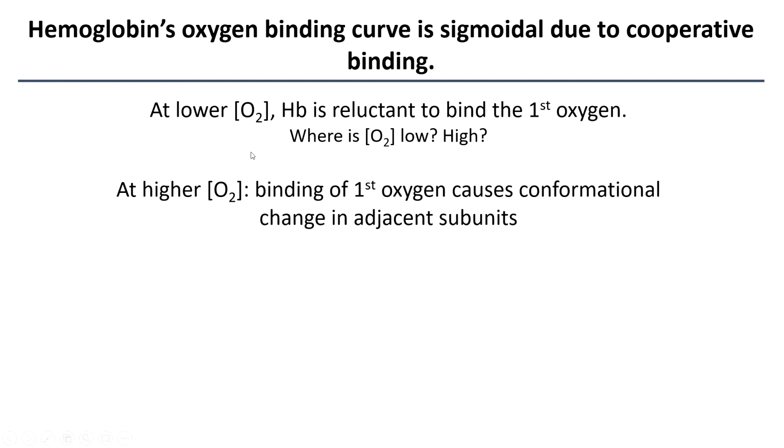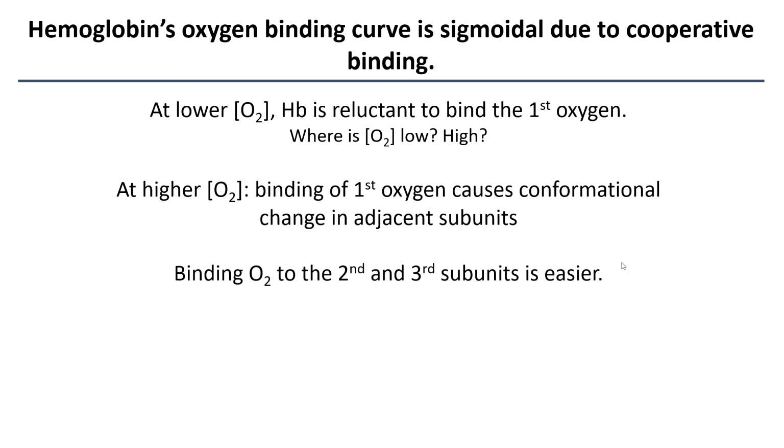So at higher oxygen concentration, binding of the first oxygen causes a conformational change in the subunits that surround that first one. Remember, hemoglobin is a 4 subunit molecule. And so when that first oxygen binds to the first subunit, it causes the neighboring 2 subunits to kind of shift and adjust their form a little bit. This actually makes the heme group more accessible to binding to oxygen, and then binding oxygen to the second and third subunits is much easier to accomplish.